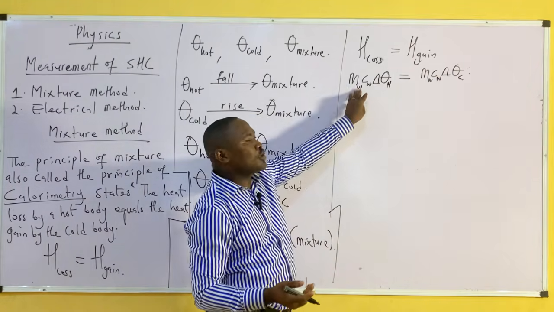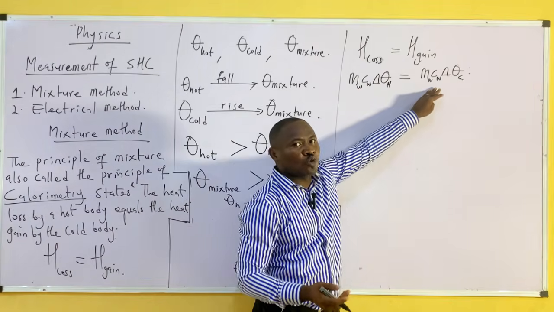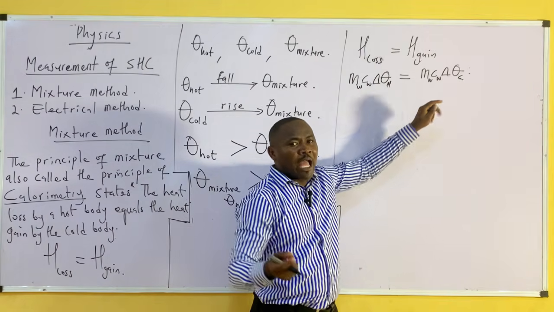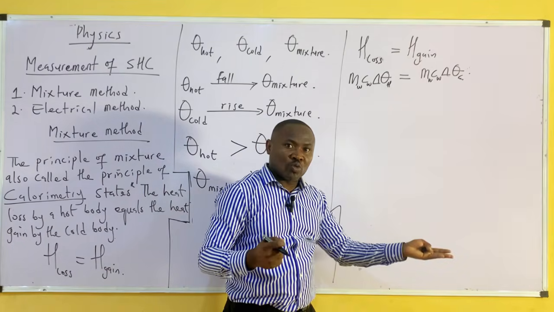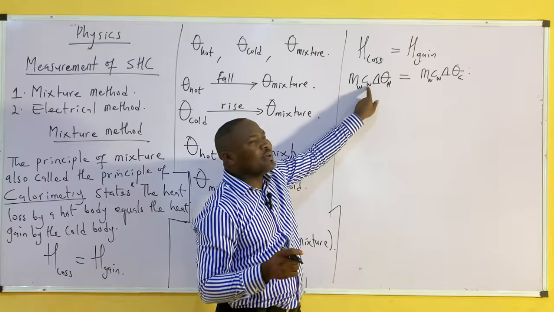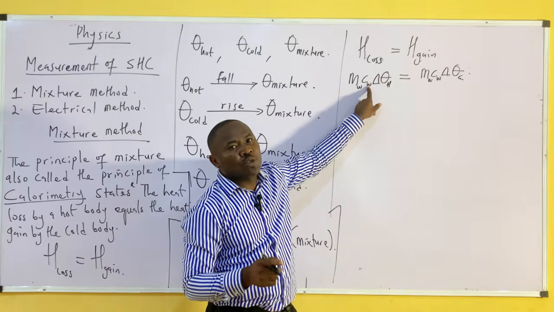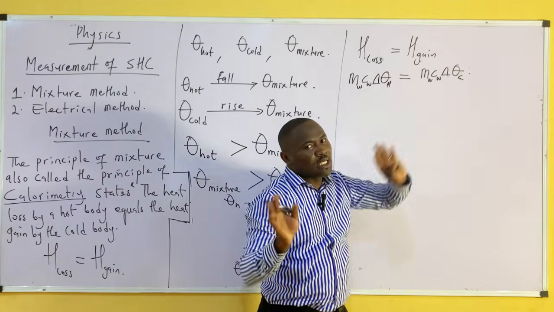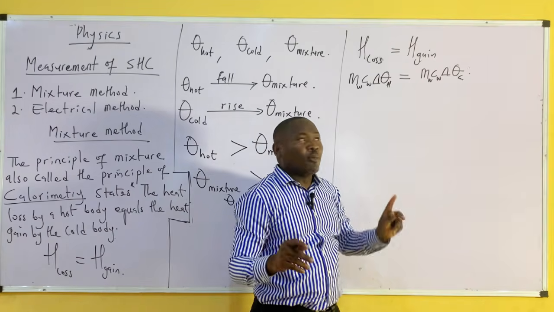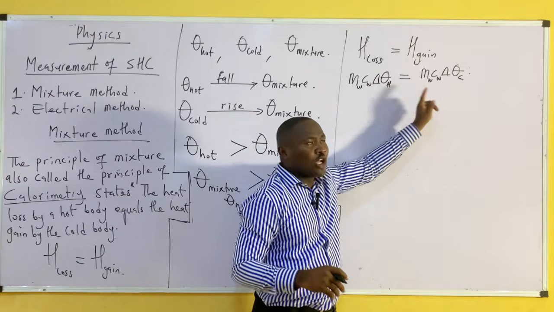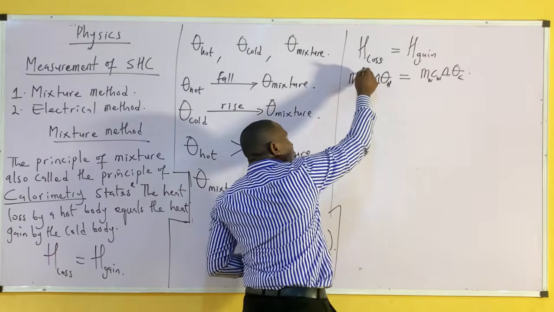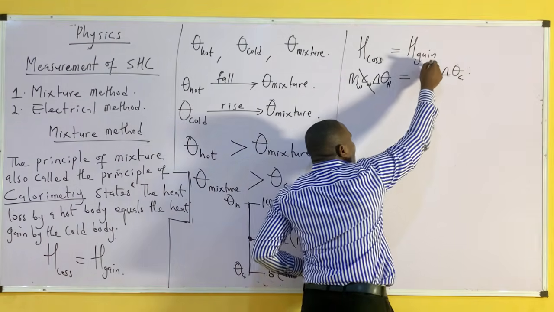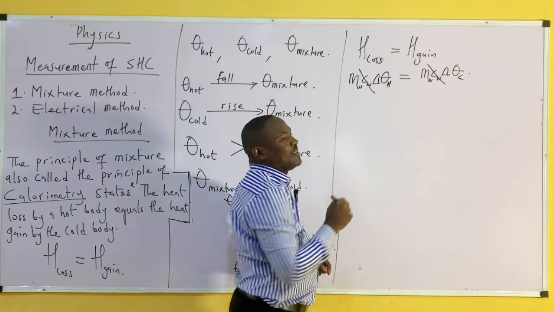So, the mass of the hot water and the mass of the cold water may change. I may have the mass of the cold water greater than the mass of the hot water. But the specific heat capacity of cold water and that of hot water is the same. It does not change. But the masses might change. So now, specific heat capacity of water will cancel out specific heat capacity of water.